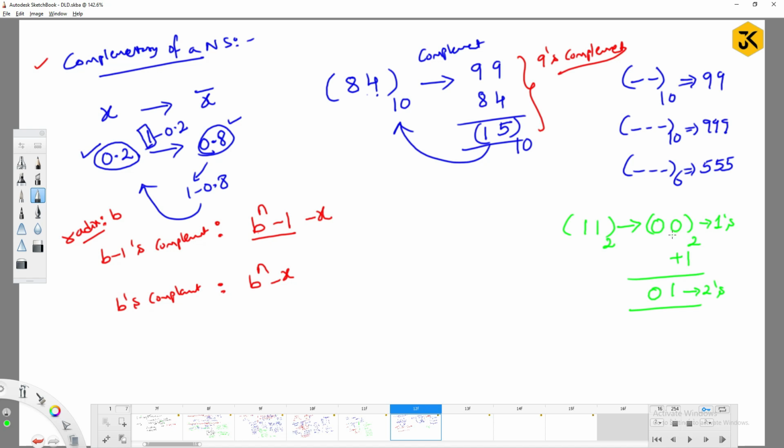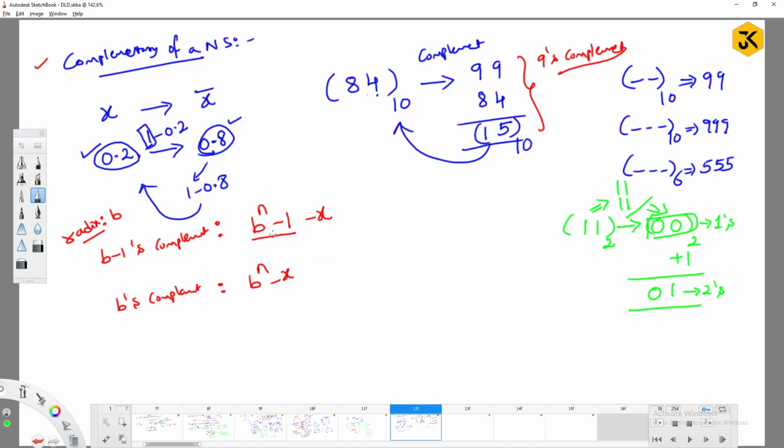If you exchange 1 with 0 and 0 with 1, you get the 1's complement. If you studied it earlier, fine; if not, I can derive it once again. Try to observe what I said. You have to subtract from the maximum possible value. What is the maximum possible value if the base is 2 for a 2-digit number? Again 1 1. From 1 1 I have to subtract x, 1 1, so I get 0 0. Then it is called the 1's complement. If you add 1 to this, I get the 2's complement.